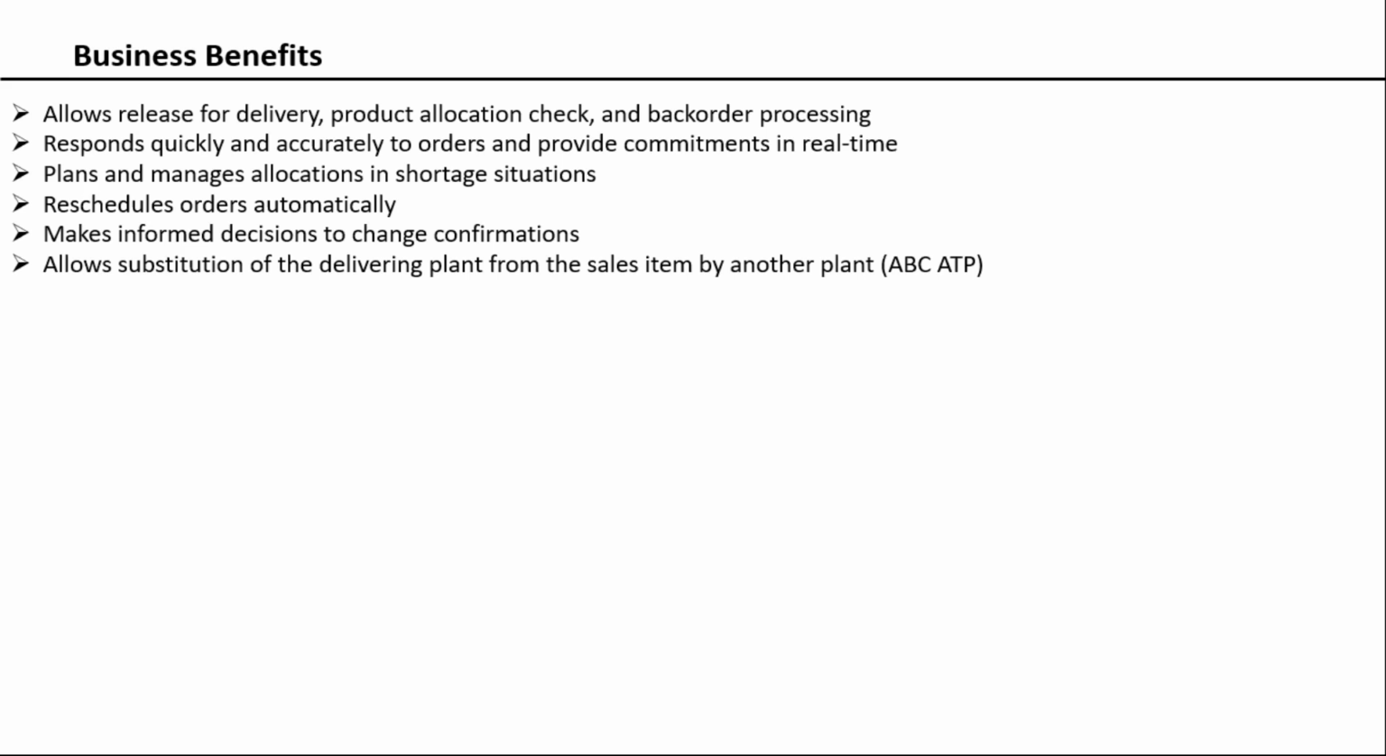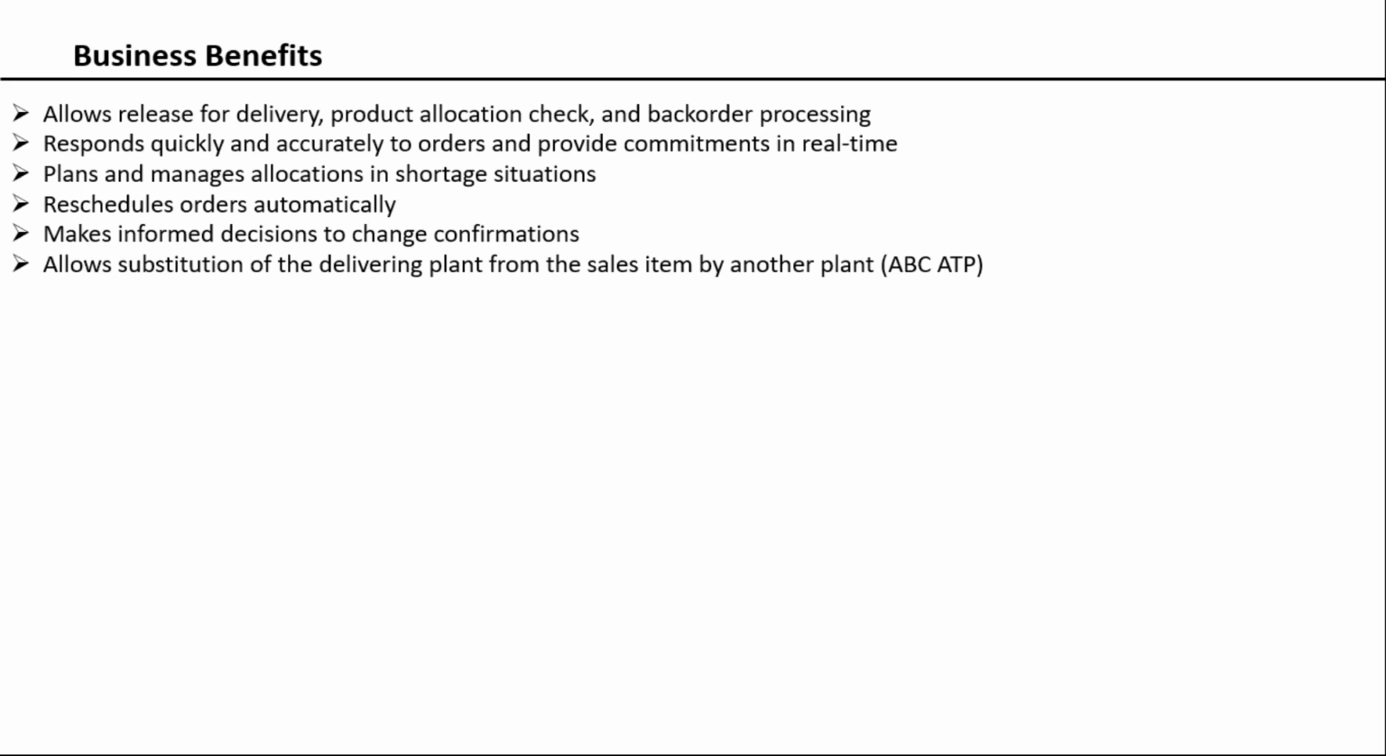And product allocation check and backend process are also included, the same way as they work in APO GATP, but the functionalities are more innovative, with more flexibility and in the simplest way. The other important benefit is that ATP responds quickly and accurately to the orders and provides the commitments in real time. And it plans and manages allocations in any shortage situations.